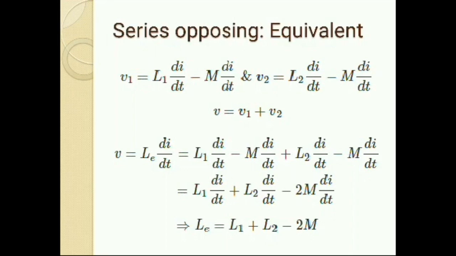Here L equivalent is L1 plus L2 minus 2M. Keep it in mind: whenever we see a series aiding connection, the L equivalent is calculated by L1 plus L2 plus 2M, and whenever we see a series opposing connection, we find L equivalent by L1 plus L2 minus 2M.